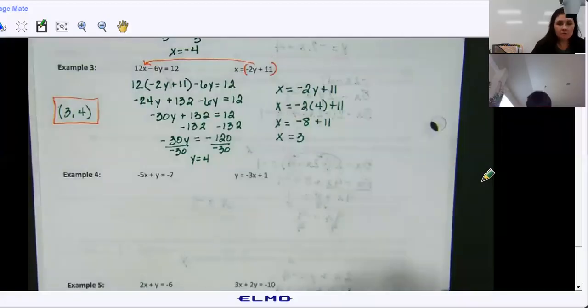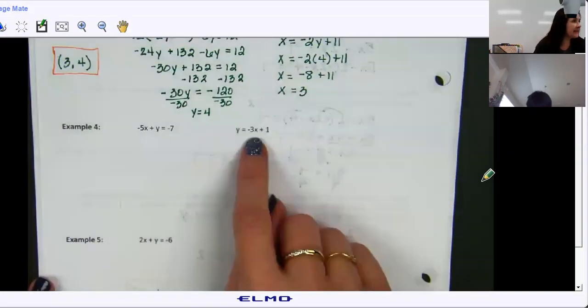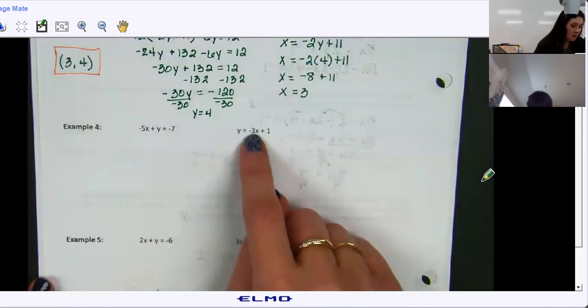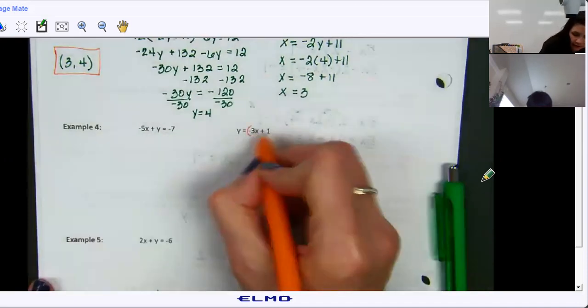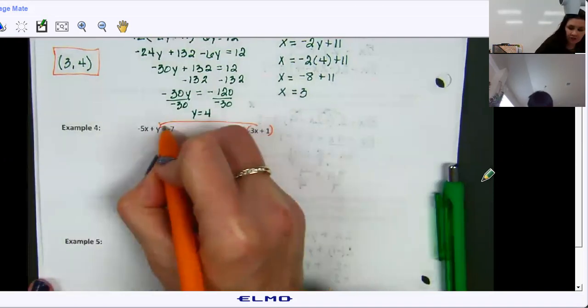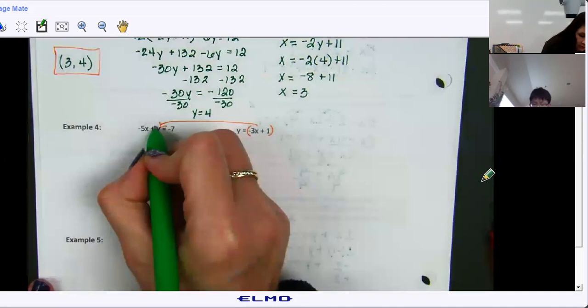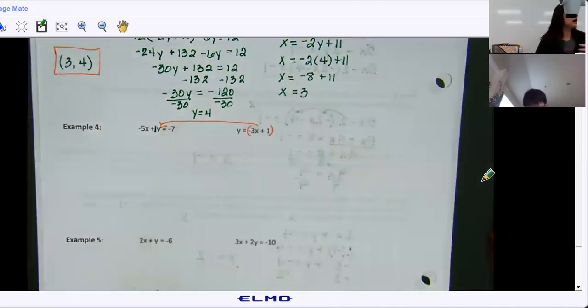Example 4. Now, on example 4, this one is already set equal to y. Okay, I want you, since what we're going to do is take this negative 3x plus 1 and plug it into this equation for y, imagine that there's a 1 in front of the y, and you're going to put your parenthesis after that 1. Now, I'm going to just tell you up front, you don't have to do that. That's just for students who have a hard time figuring out how to place it in there, okay?